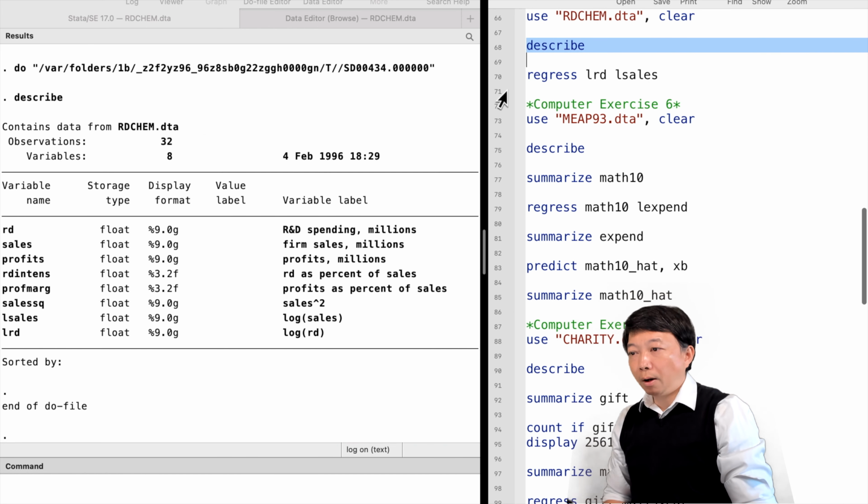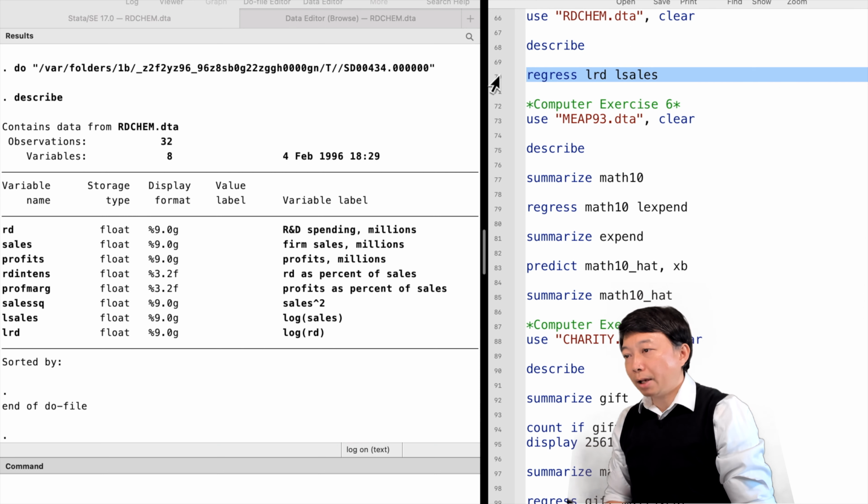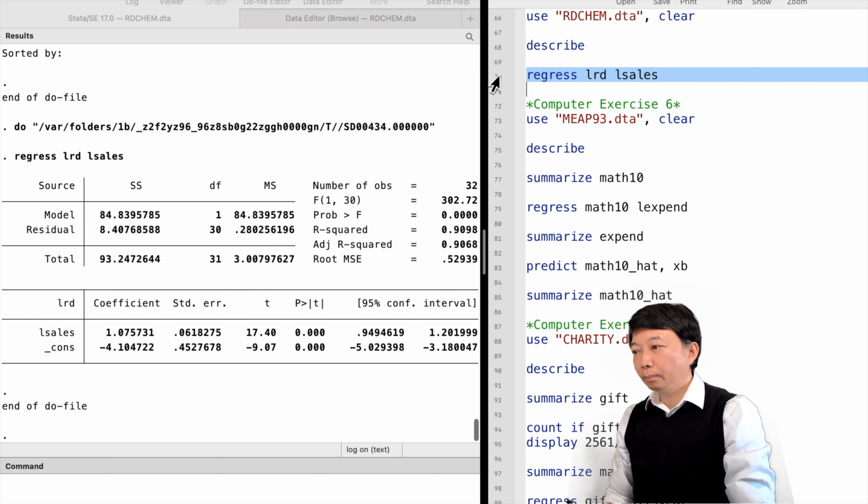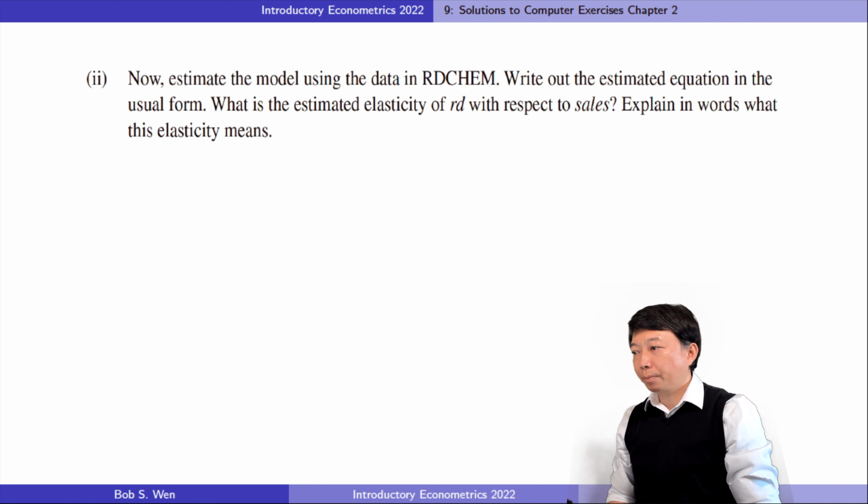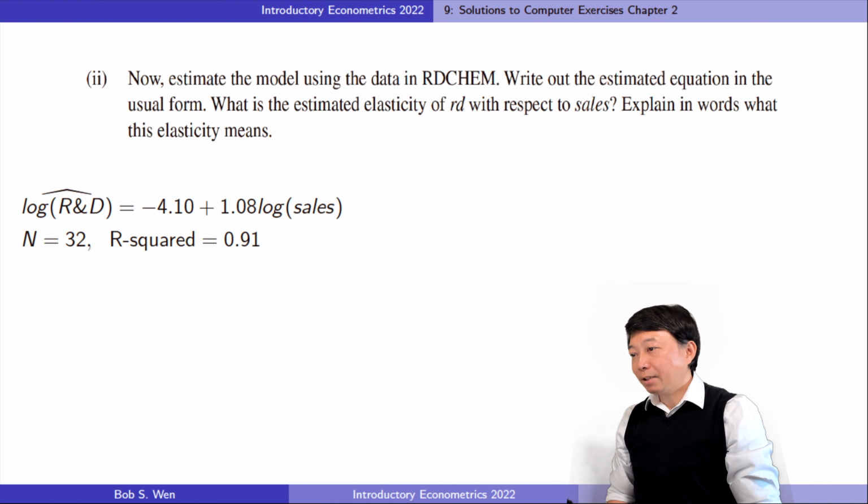We regress log R&D on log sales for the second question. The estimated equation is as follows. The slope coefficient is the elasticity. The estimated elasticity of R&D with respect to sales is 1.08. It implies that a 1% increase in annual sales raises annual expenditures on research and development by 1.08% on average.